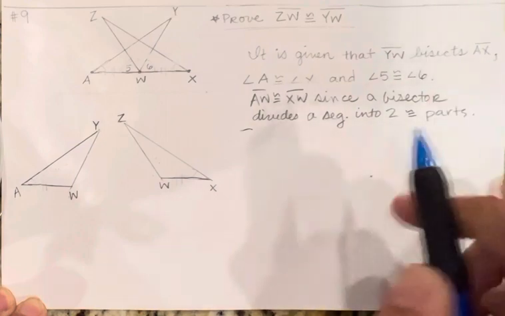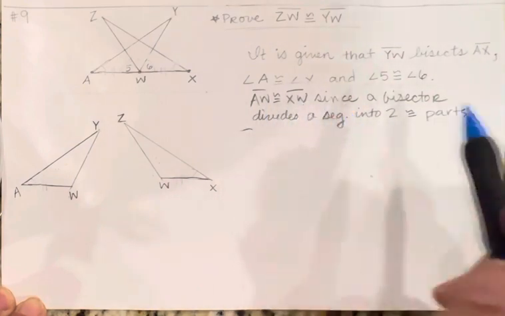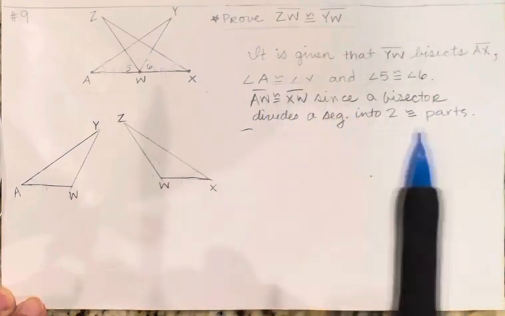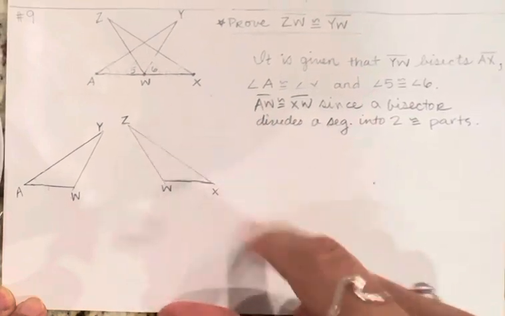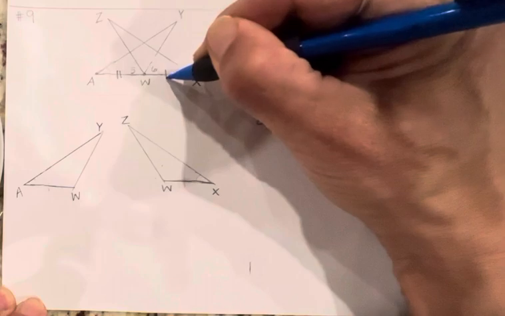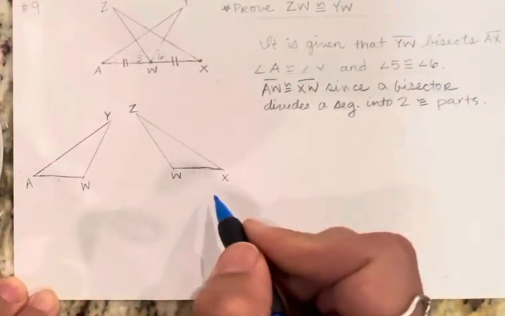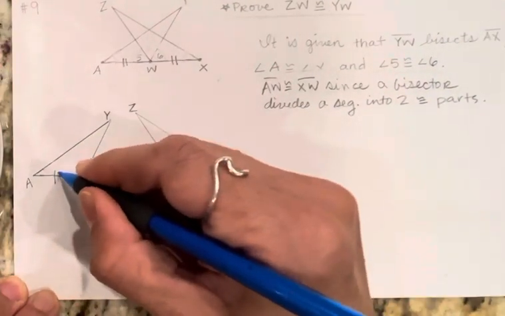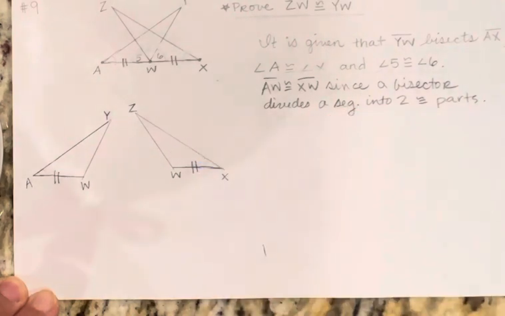I wrote AW is congruent to XW since a bisector divides a segment into two congruent parts. So I'm going to put my tick marks in right away to help me out. And I'm going to put it down here on the separated triangles as well so we can see this more clearly. Okay.